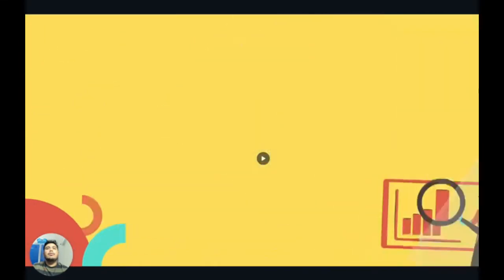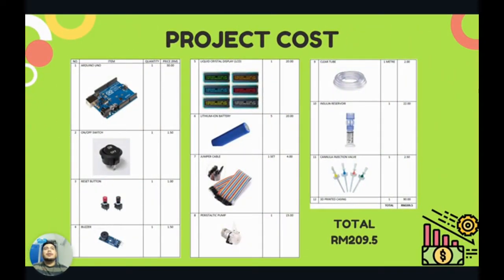Then I want to present about the project cost. The first item is what we chose to be our microcontroller. The price per unit is 30 ringgit. Second is the on off switch, which is priced at 150 cent. The third item is the reset button for our project, which costs us 1 ringgit. The fourth item is the buzzer, which acts as an alarm in our project if the glucose level reaches a certain level, which costs us 150 cent.